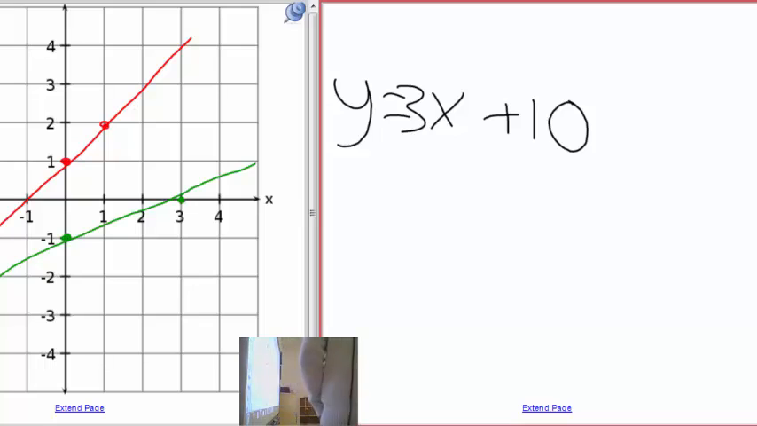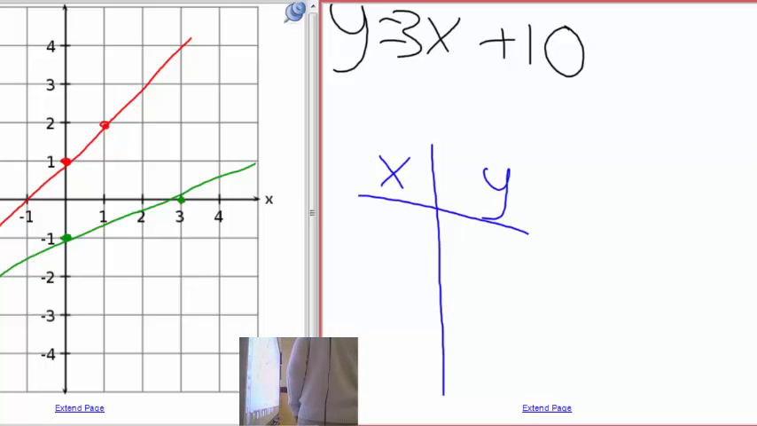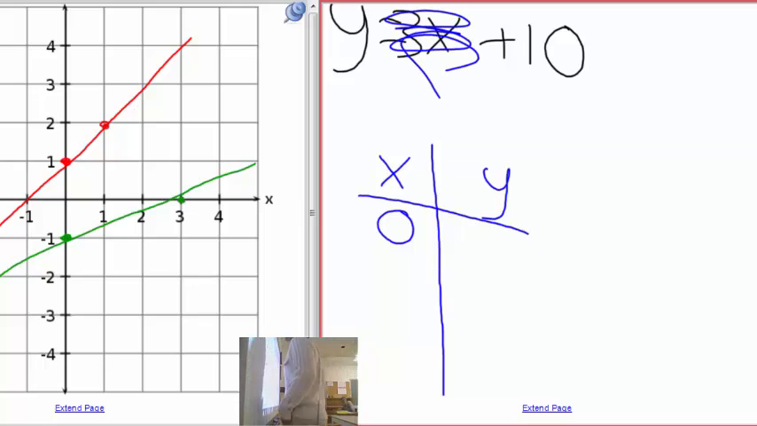Okay, now let's do one more example. 3x plus 10. Okay, how do we do this? Table of values, x, y. Let's start with 0, right? We like the number 0. When x is 0, you're going to get whatever number you have here, which is 10.